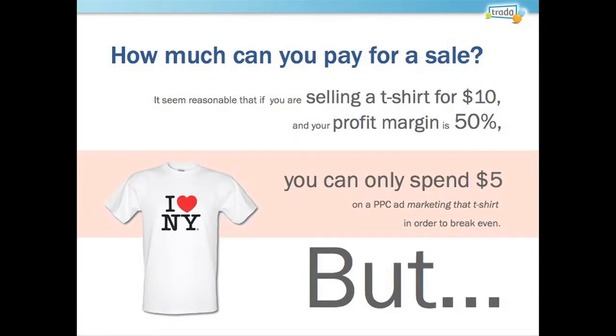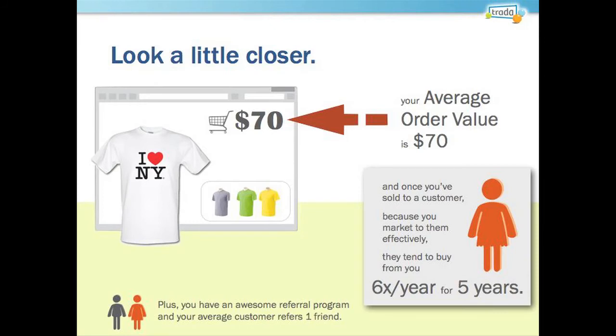So here is a very simple math equation. If you're selling a t-shirt for $10 and you make 50% off of that t-shirt, you can reasonably assume that you can really only spend $5 on a PPC ad marketing that t-shirt in order to break even. And this just makes perfect sense.